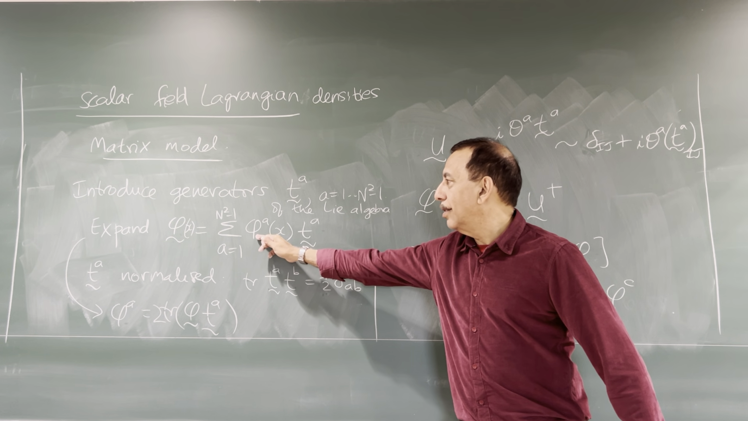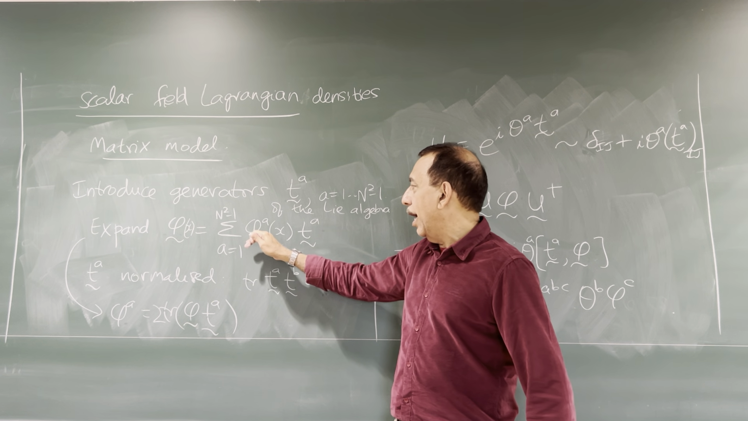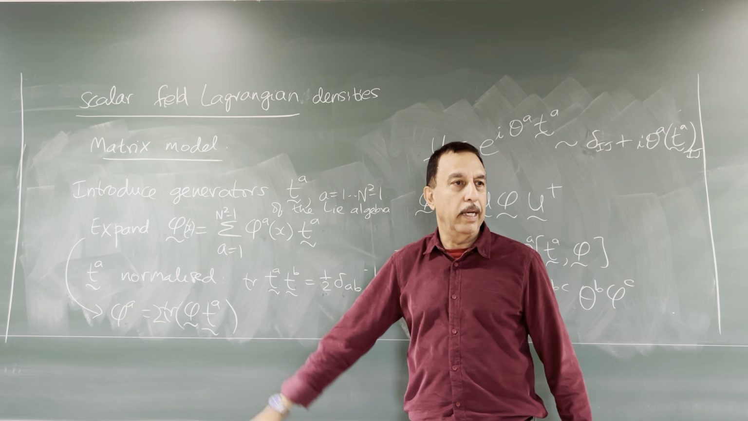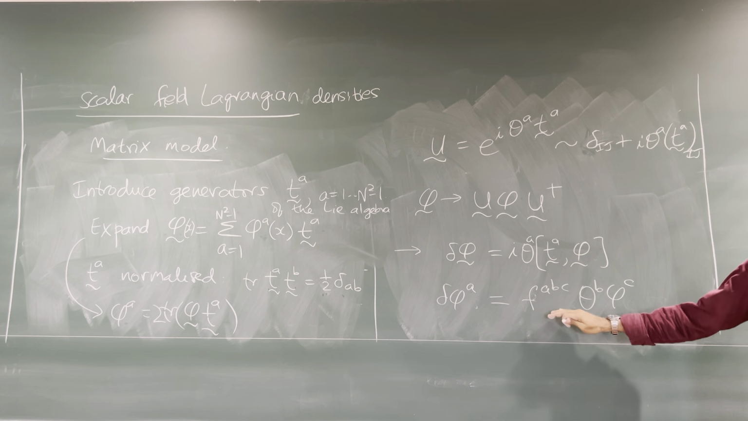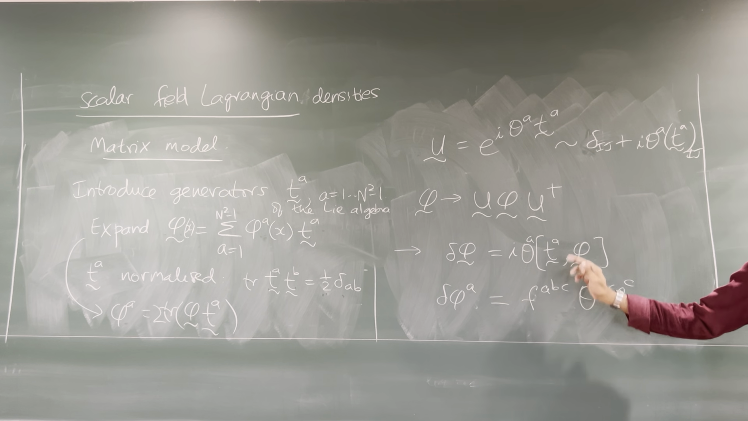So these components are real. I can either think of phi as a matrix, which is Hermitian, or as components which are real. How many components are there? N squared minus 1. And the components change by the structure constant times the parameter and the field. This thing will keep cropping up in future in this course because it also is an important relation in Yang-Mills theory, and so is this.